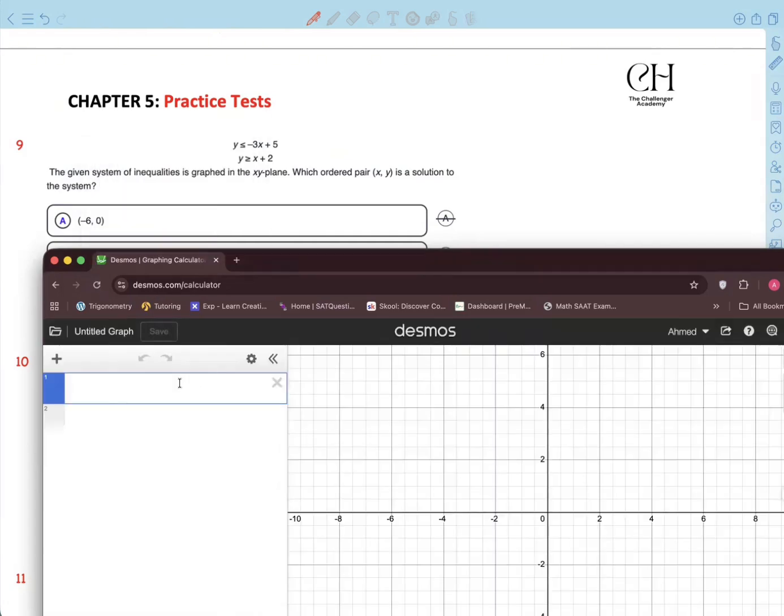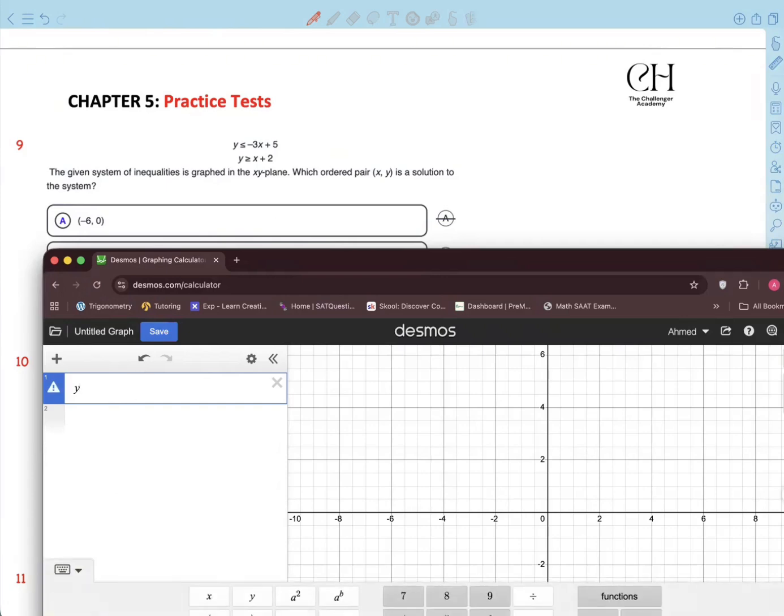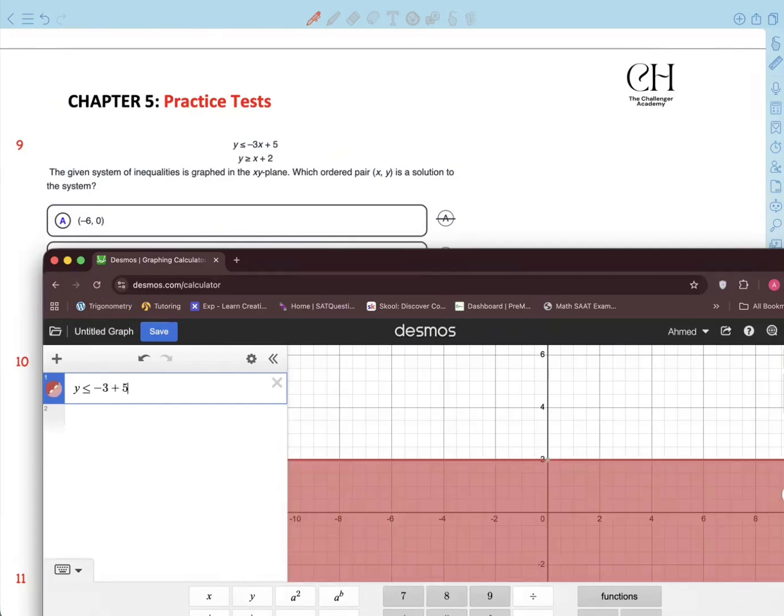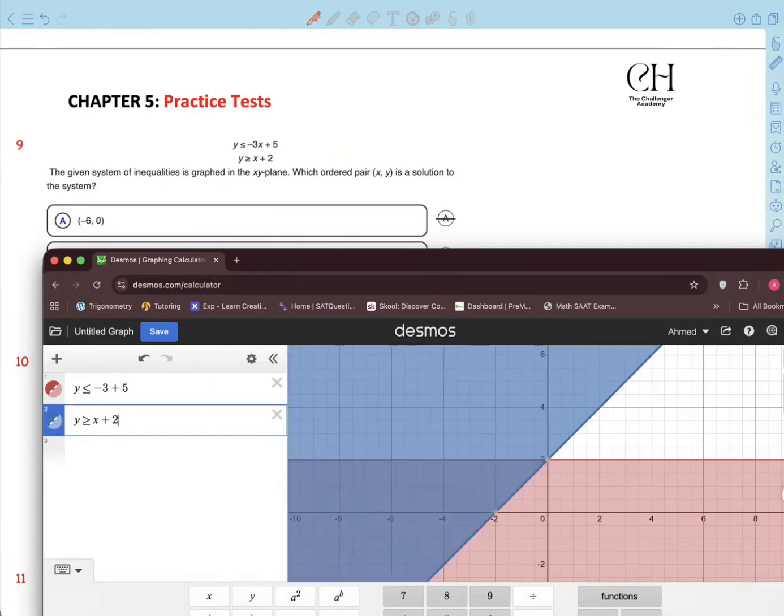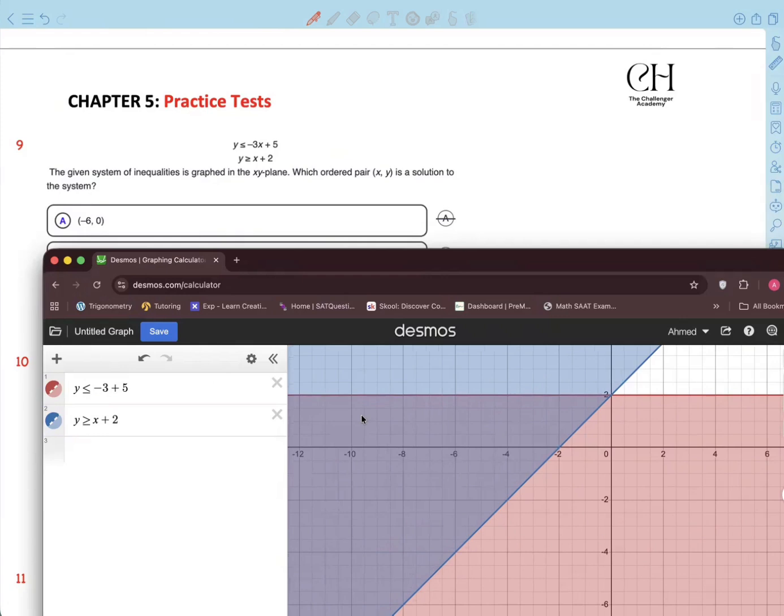The first one, it's y less than or equal to negative 3 plus 5. I prefer to type it from the keyboard. And the second one, it's y greater than or equal to x plus 2.